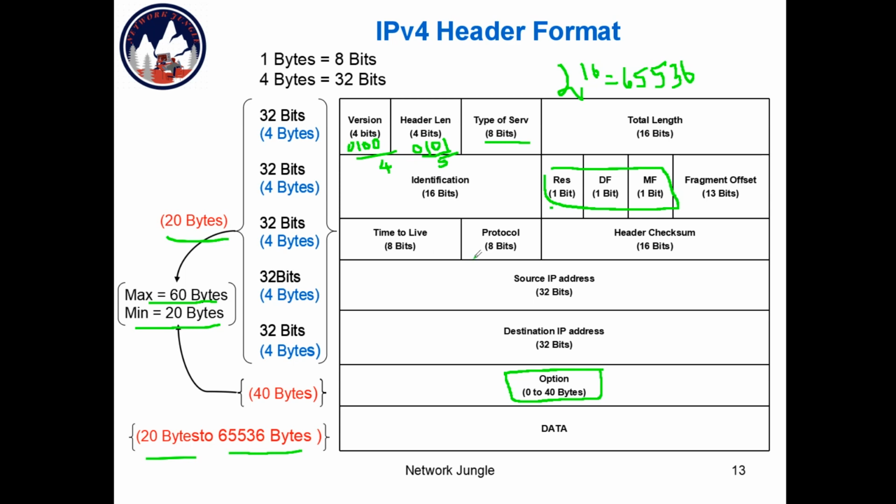Next one is the protocol. The protocol is the data portion of the IP datagram, whether it is the TCP protocol or UDP protocol. So TCP protocol can be represented as 6, then UDP protocol can be represented as 17.